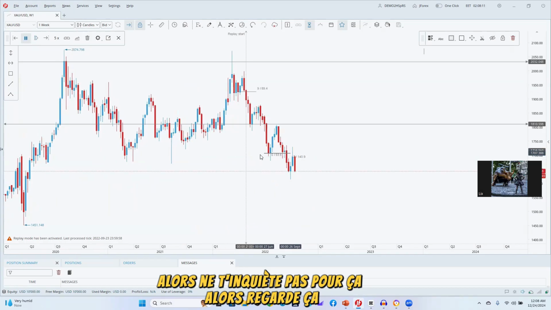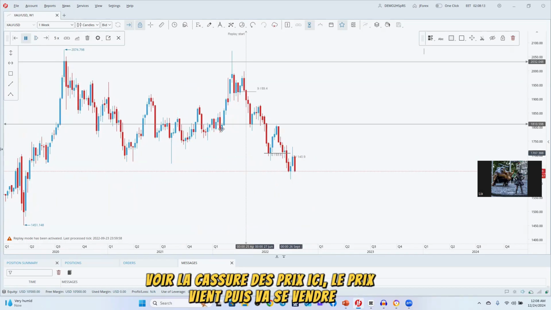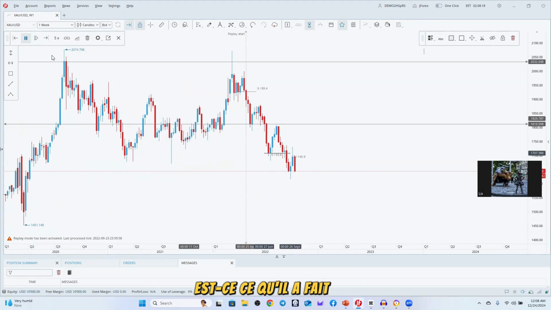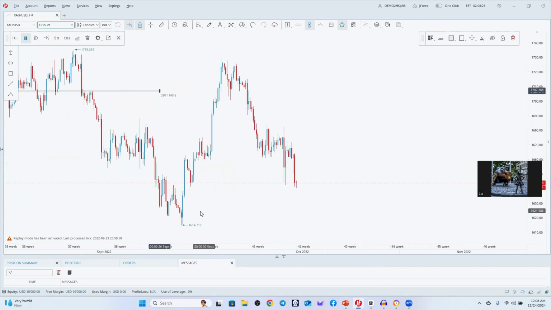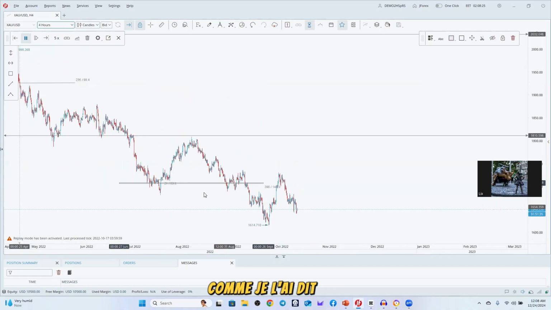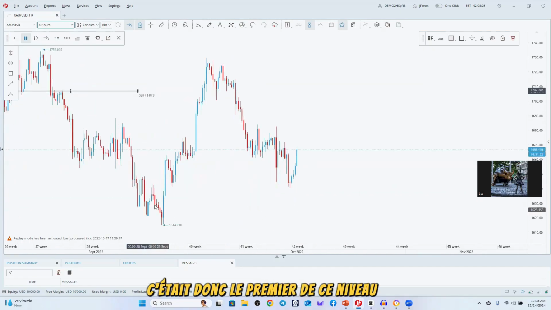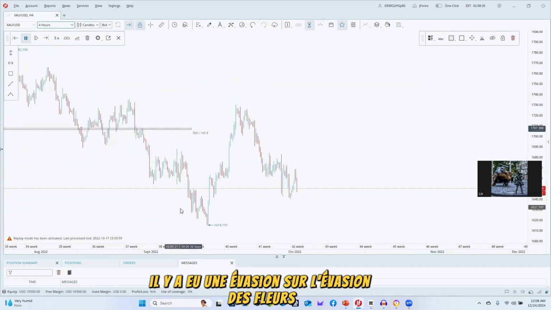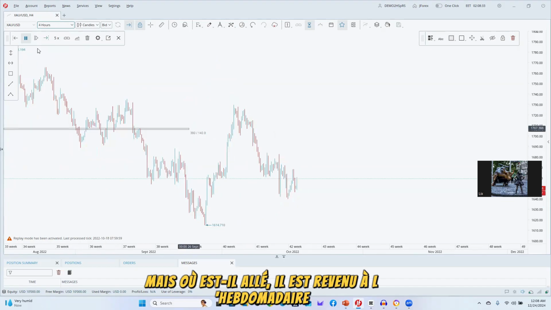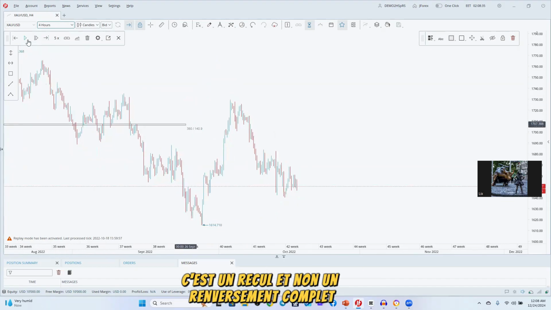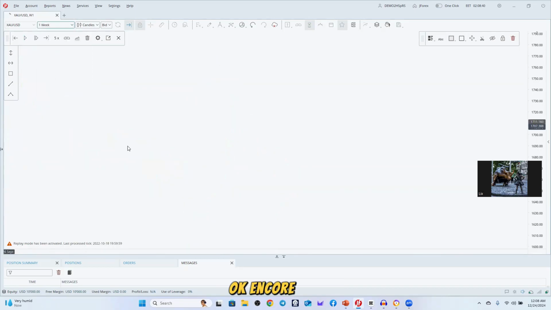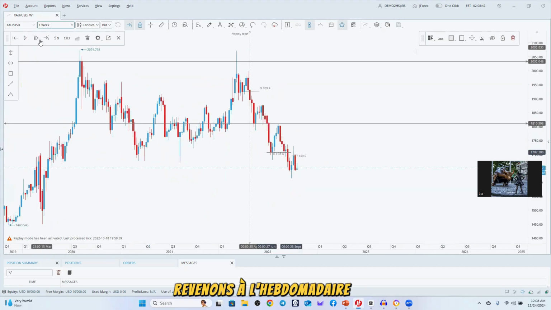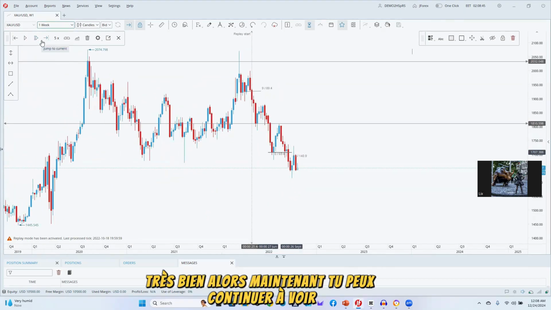So look at it. Price breaks out here, price comes, then it's going to sell. You see what it did? If you go to 4 hour at that level, as I said, this was the first one. At that level there was a 4 hour breakout, but where did it go to? It went back to the weekly. It is a pullback and not a full reversal. Again, let's go back to the weekly.